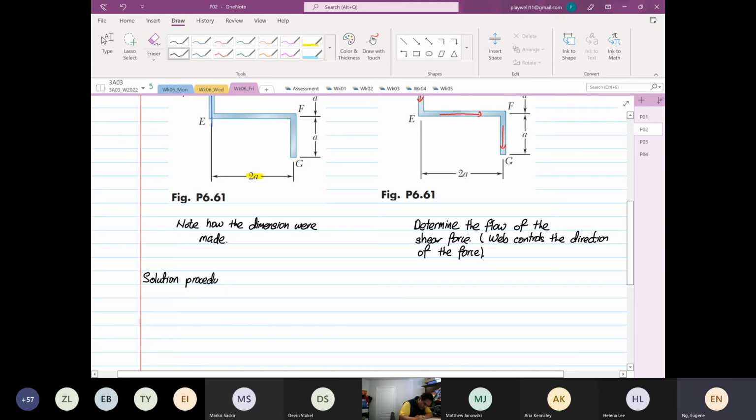The math is really easy for this. Once we go into the math, you say is that it? So we are going to find the second moment of area.